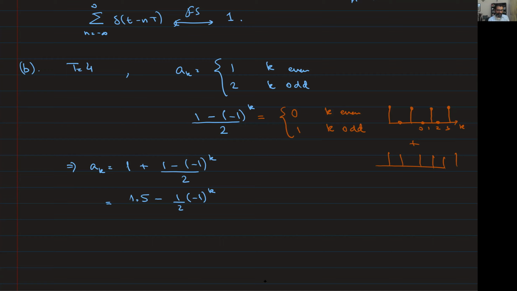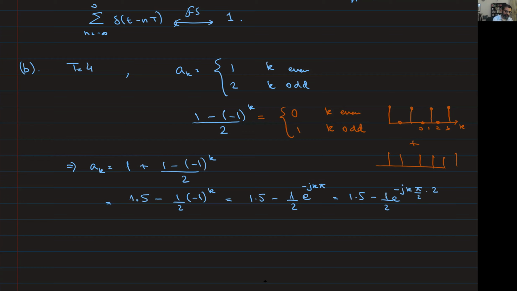So here AK equals 1.5 minus half times -1 raised to power K. What's the time domain signal now? Do we have enough information to determine it? I would further modify this: -1 to the K is e raised to power j pi k. So this is equal to 1.5 minus half e raised to power minus j k pi by 2 times 2.